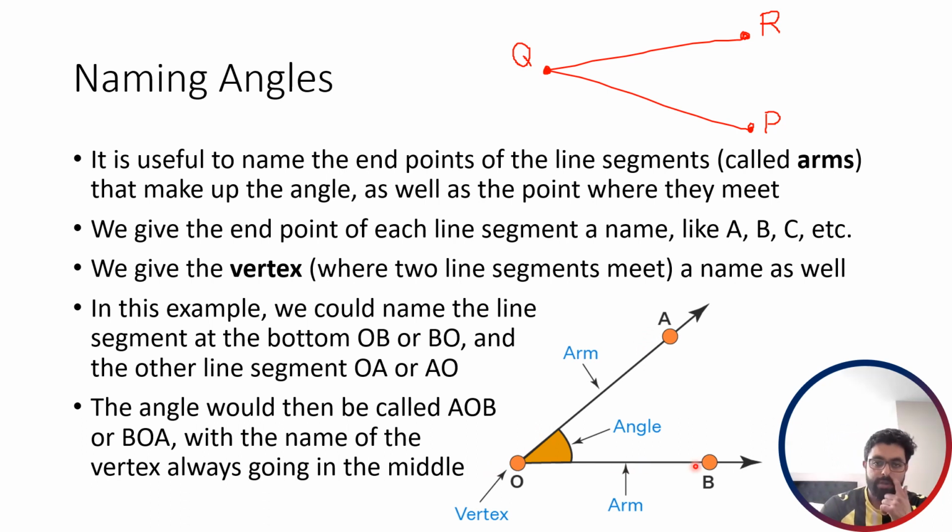So that's how we name our angles. You give one letter names to the endpoints of your two arms. That's what we call the line segments that meet up to make the angle. We give a name to the point where they meet up, and then the name of the angle is one of the endpoints, the point where they meet up, and then the other endpoint of the other line segment. And that's how we name our angles.